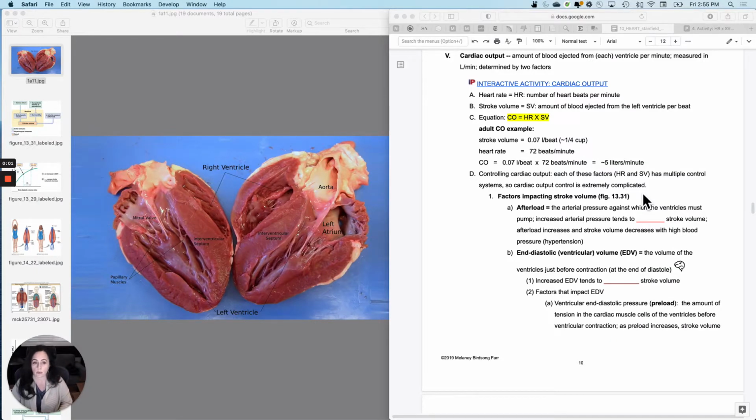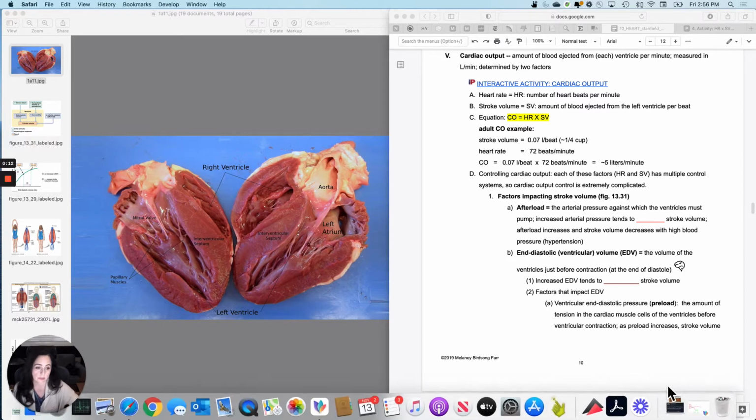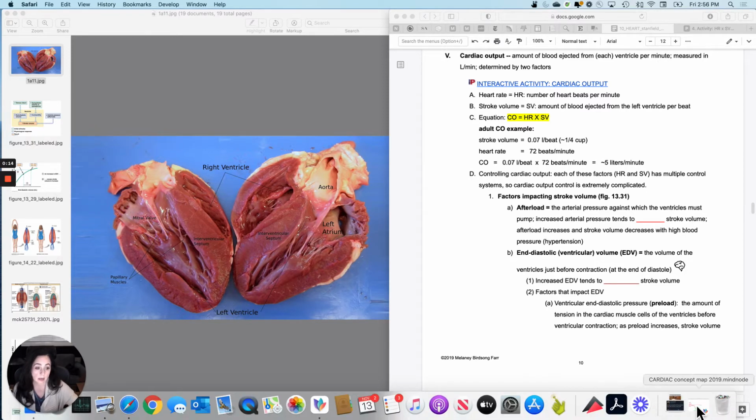Okay, so we are about to get into all of the little logical relationships that go on with cardiovascular physiology. Before we do, I want to introduce you to a concept map that I made to help me understand cardiovascular physiology, and I'm going to use it with you guys too. If you don't like learning this way, it's fine. It's the same material that's in your notes, but for some people who are really visual, it helps to see the visual relationships between these things.